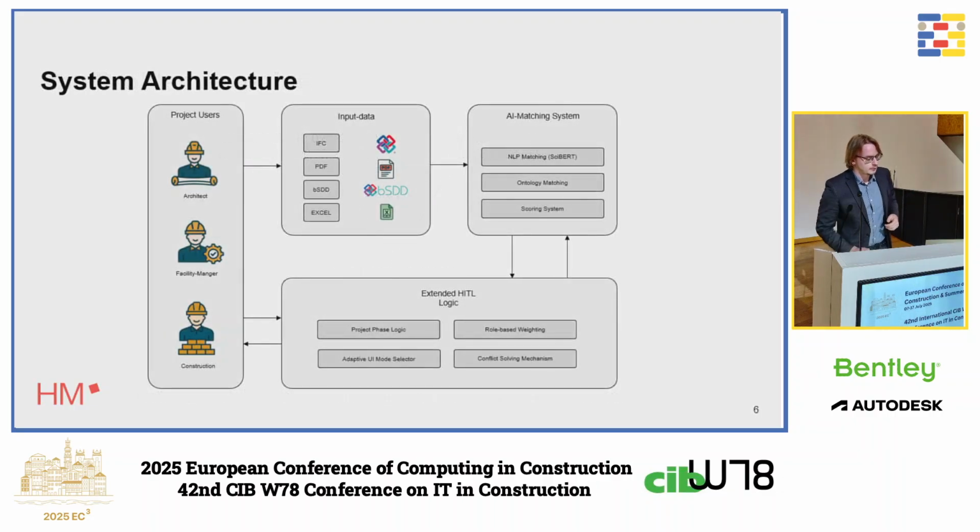So this is why we came up with a system that basically solves this kind of problem. On the left side, we will find different project users, for example, the architects, facility managers, and people in construction. And these people have different kinds of input data. For example, IFCs, PDFs. We are also using the bSDD and Excel files. And all these different kinds of files are inputted into an AI matching system, which uses natural language processing and basically extracts all the attributes and proposes matches regarding the user input. Sounds very complicated. This is why I want to demonstrate it to you.